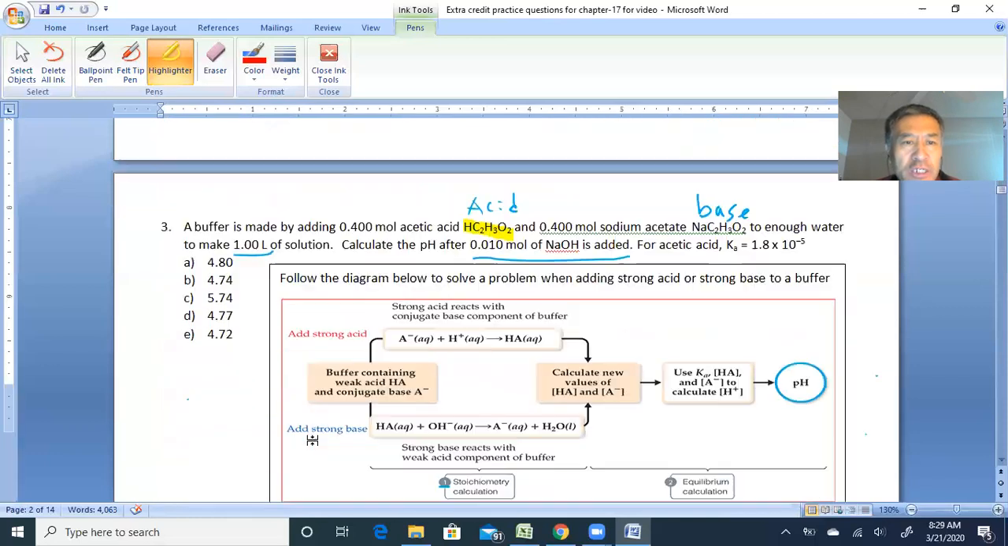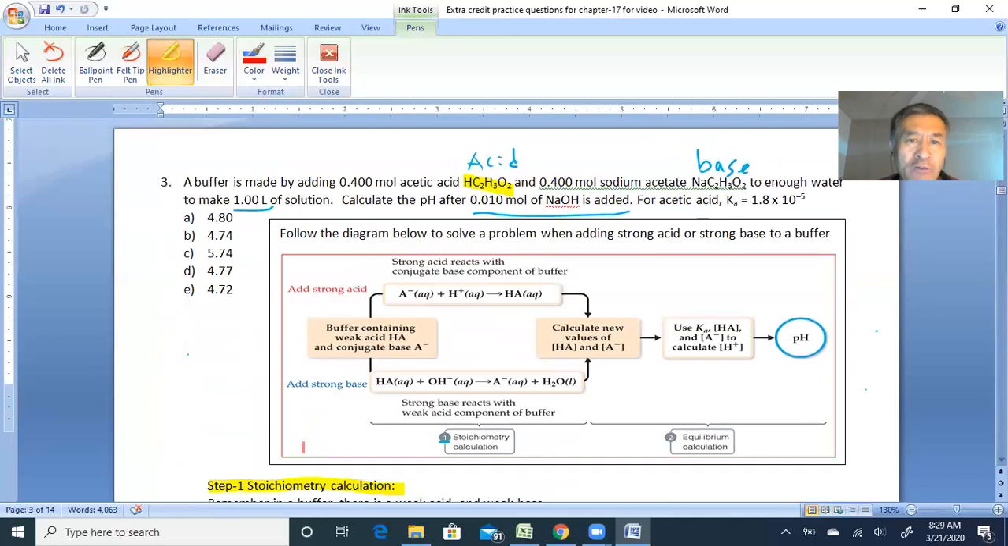So the next question is, we have a buffer made by adding 0.40 mole acetic acid, which has formula HC2H3O2, and 0.40 mole sodium acetate, NaC2H3O2, to enough water to make 1.0 liter of solution.